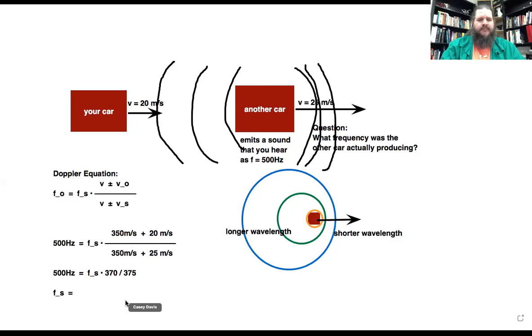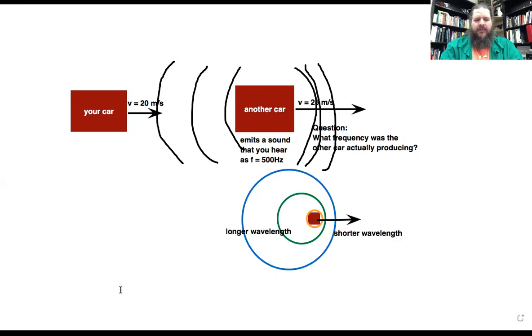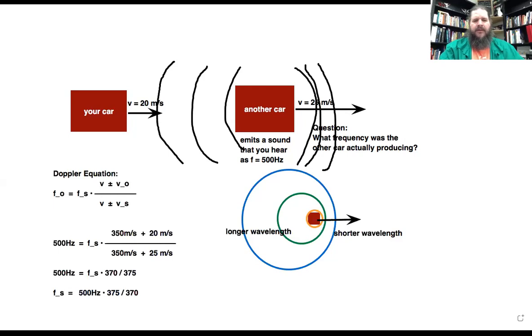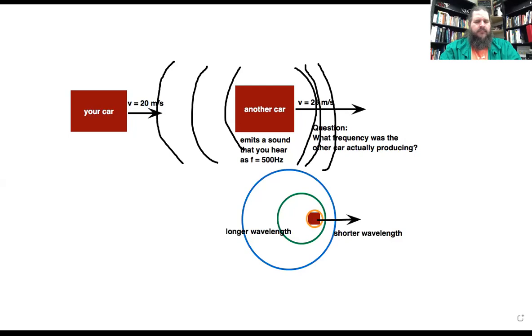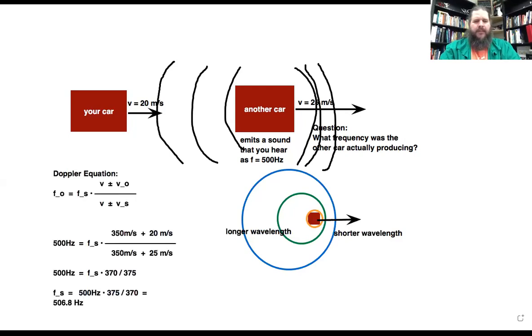What's the opposite of multiplying by 370 over 375? Divide the 500 by that fraction. Yeah, if we just multiply by the reciprocal, 500 hertz times 375 over 370, then that'll tell us the actual frequency. 500 times 375 over 370, so about 506.7 or 506.8. So that means the actual frequency that was originally created by the other car was 506.8 hertz, but that gets modified by the Doppler effect, so you hear a lower frequency than what was produced.